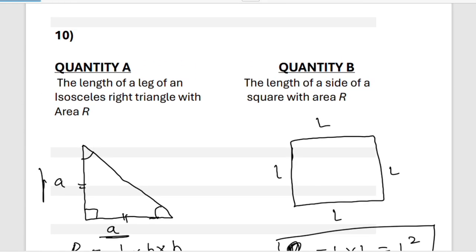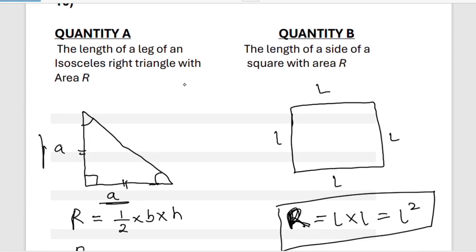So what are we exactly comparing? The length of one of the legs here, this is A, and this is L. And this L is A over root 2. So I can easily replace this with A over root 2. So we're trying to find the relationship between these two. But clearly you can see that quantity A is bigger, and that is because root 2 is greater than 1. So when you divide a number by a number greater than 1, it's going to reduce the value of that number. So this value must be less than A, because we're dividing A by a number greater than 1.